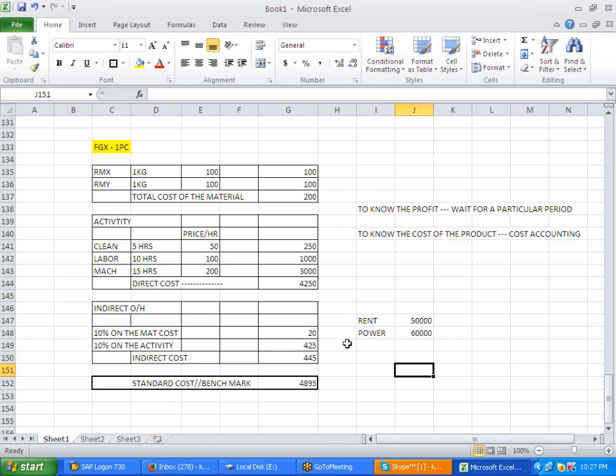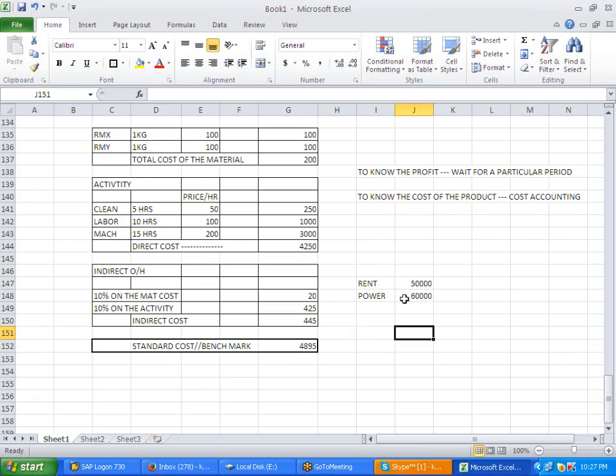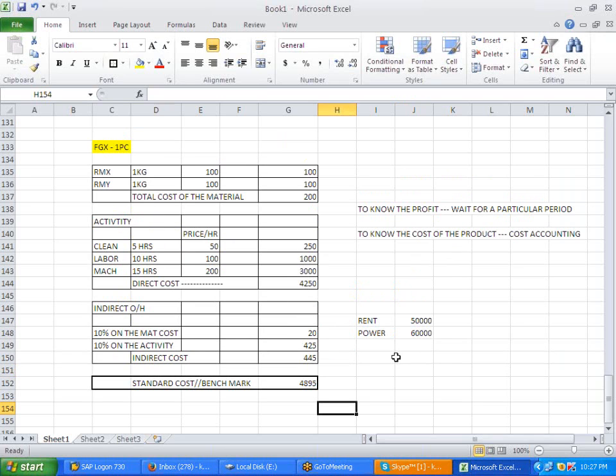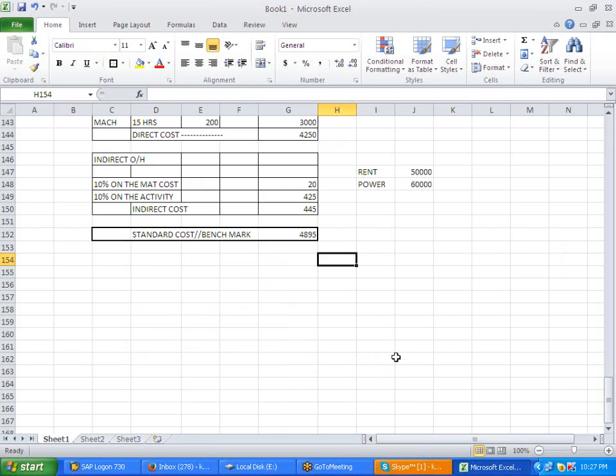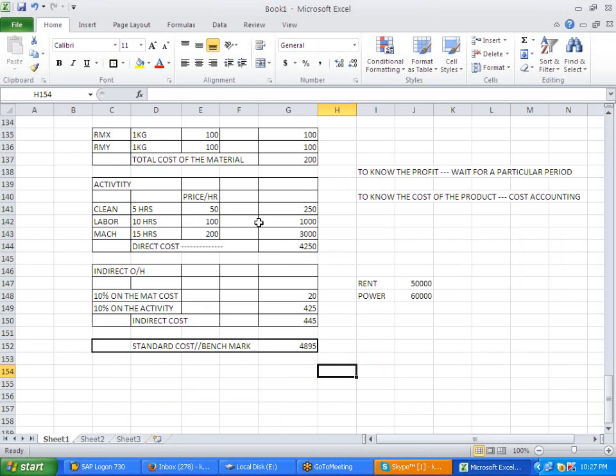We will see when I define the costing sheet how we allocate all that. I'll take the rent, power, all of this, and then I'll allocate it. I'll show you all this. Mohammed, as of now, keep it till here. Once I get into SAP, I'll give you more clarity on this. Perfect.